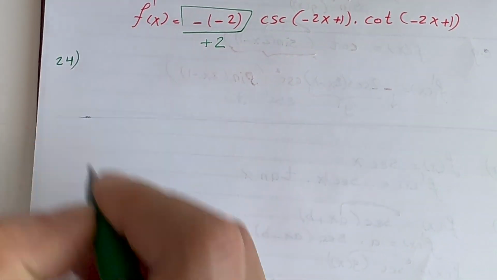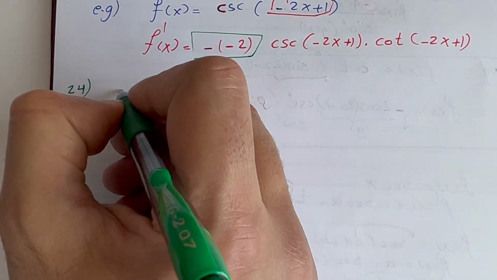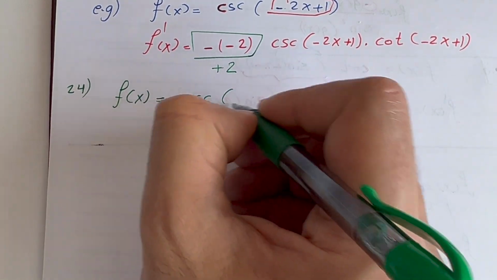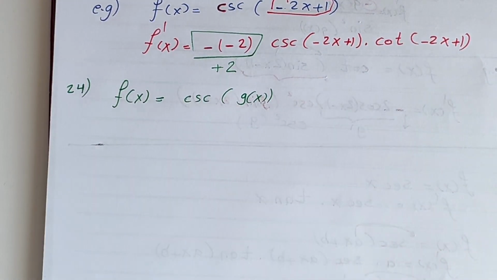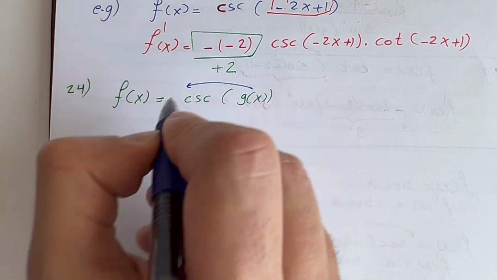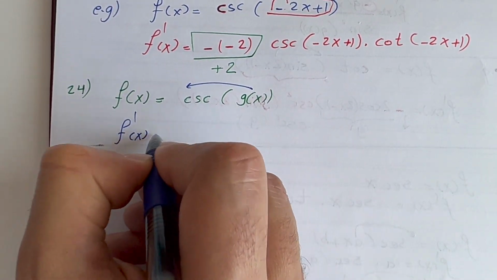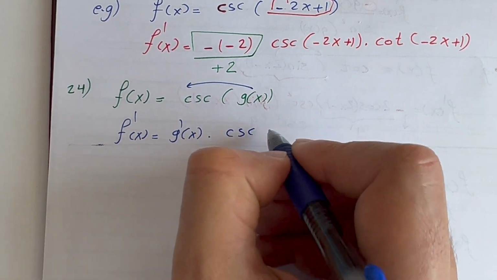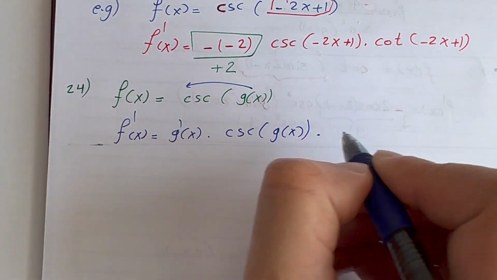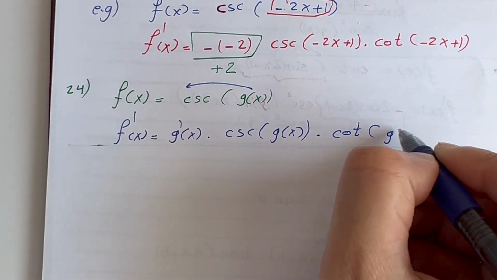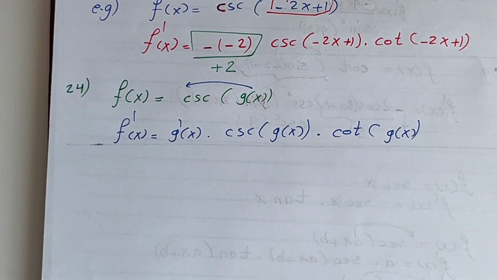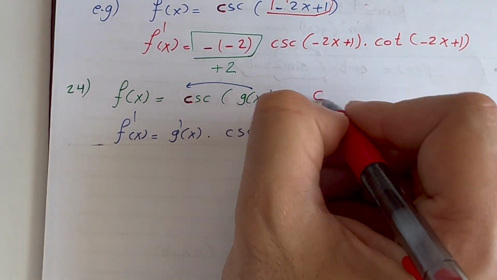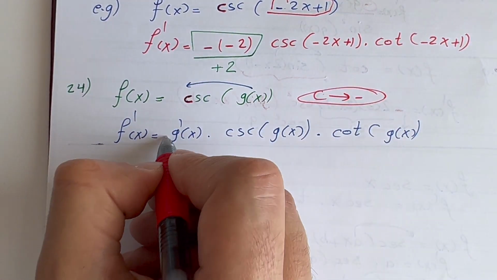Rule number 24. This is the last one in trigonometry. What if I have cosec but function g(x)? Same thing. Take the derivative and put it outside. f prime x equals g prime x times cosec g(x) times cotan g(x). What do you think I forgot? The minus, because cosec starts with c, so the derivative will have a minus. So minus here.